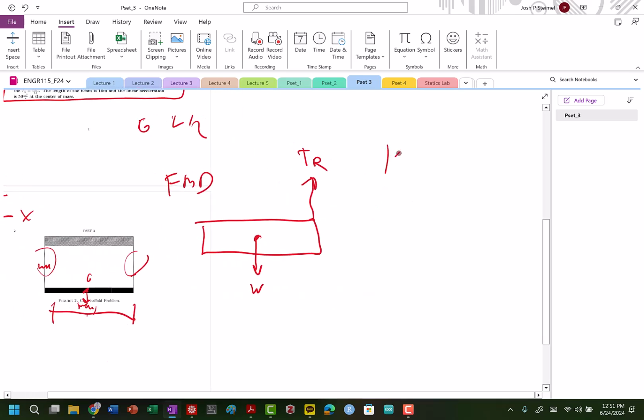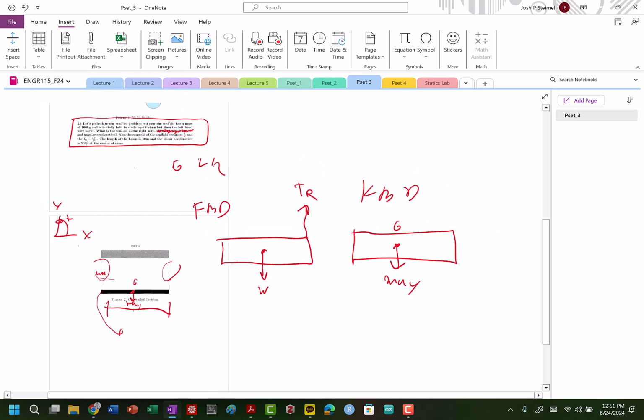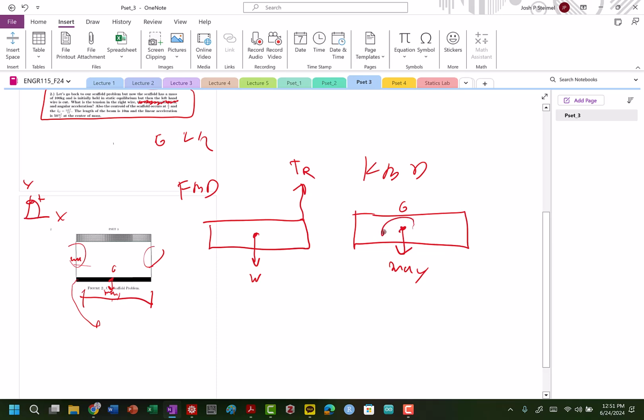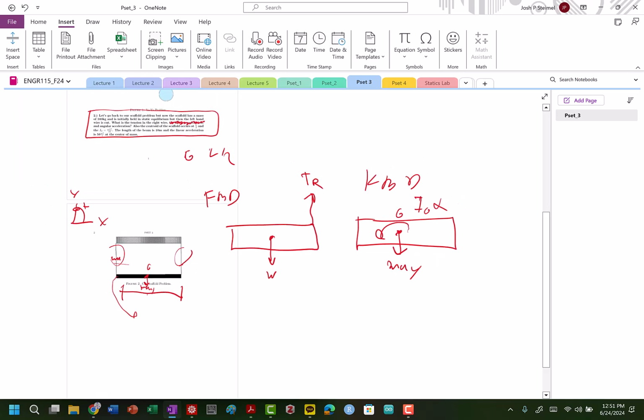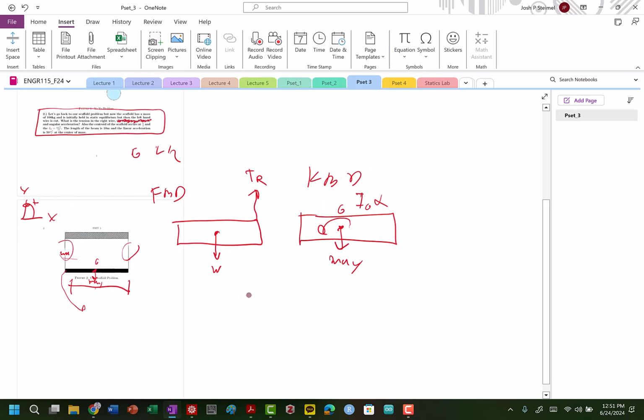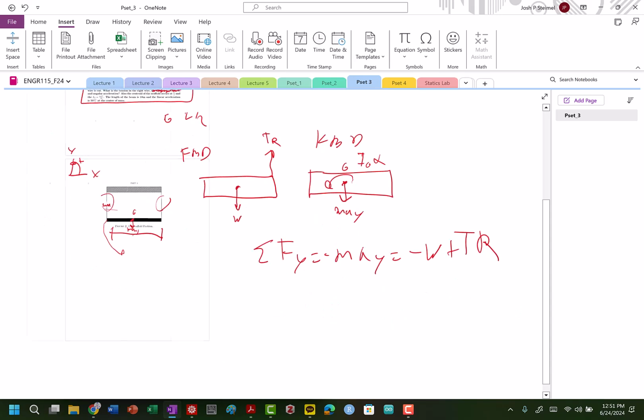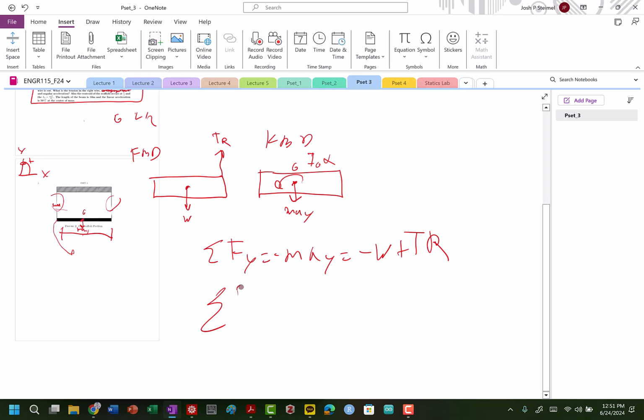Nothing else is happening. Our kinetic body diagram, we have at G, there's going to be MAY. There's also going to be, as we can imagine, once this wire is cut, we're going to swing down here. So we're going to actually have some angular IG alpha, and that's going to be in the positive sense. So we could write out, sum of our forces in the Y equals minus MAY equals minus W plus TR.